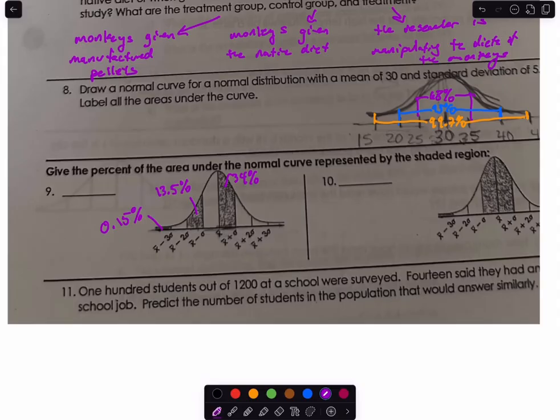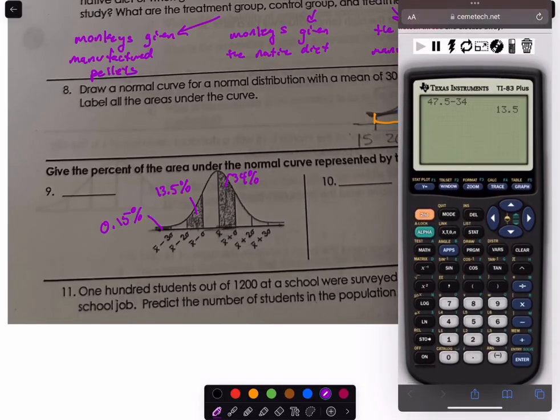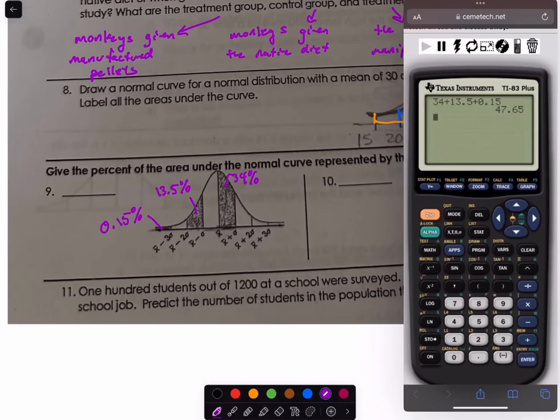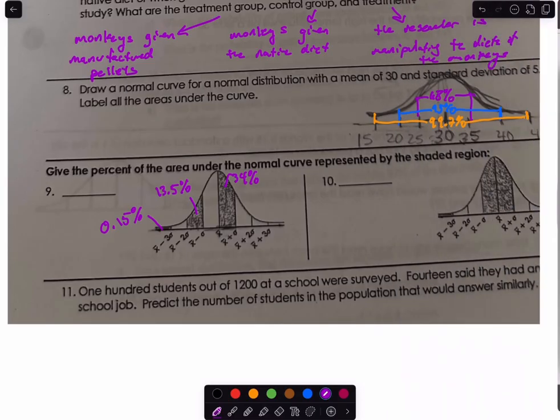Oh, so then we probably need to add those up, right? Because it probably wants a total percentage. So if we add those together, I'll just do it here: 34 plus 13.5 plus 0.15, 47.65. Okay, yeah. So the total shaded region, I would say, is 47.65%.